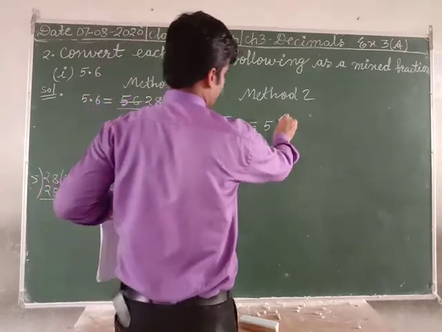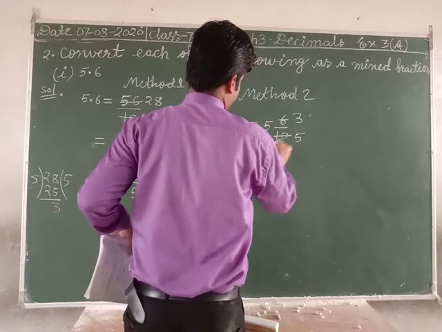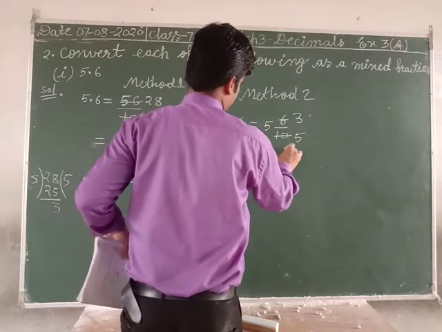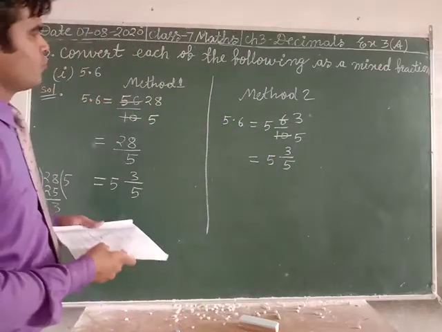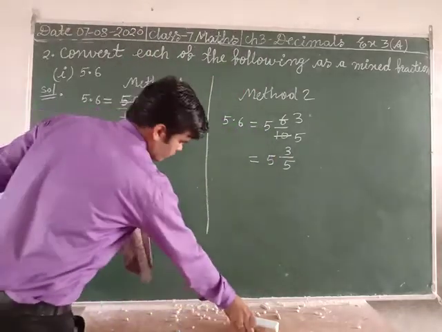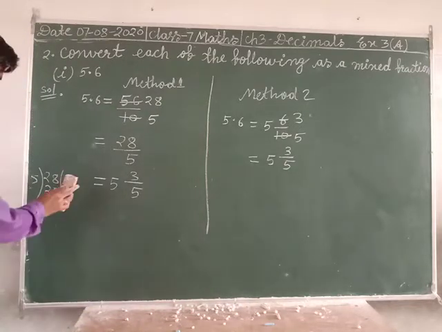Now we cut it. By 2 this becomes 3 and by 2 this becomes 5. So it becomes 5 integer 3 upon 5. You can use any one as you wish. Okay students? Now note down. Now we will discuss question number 2.